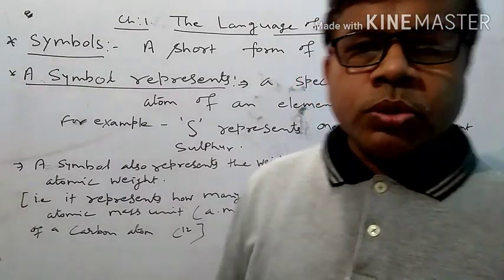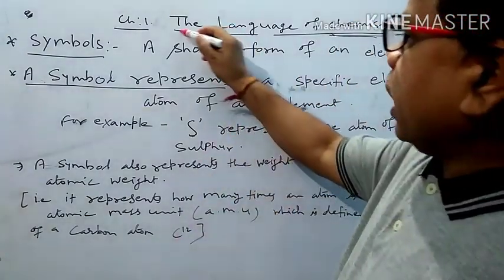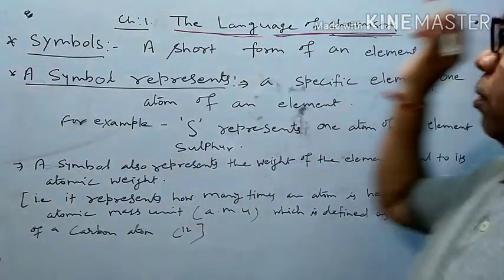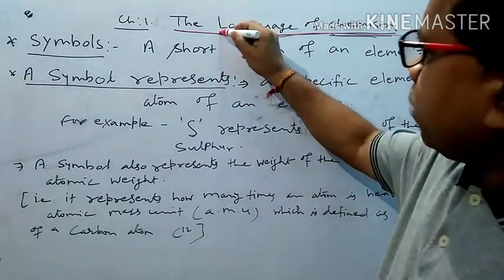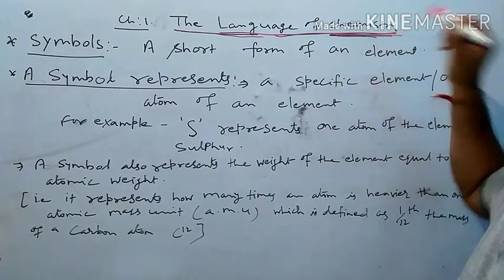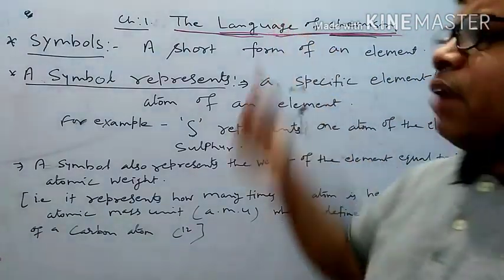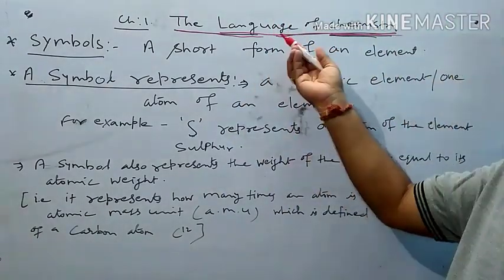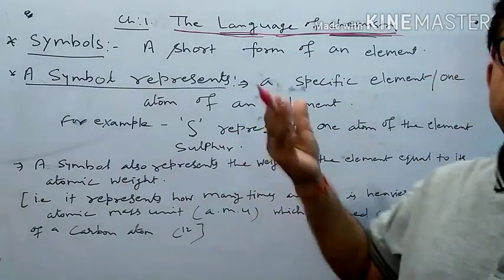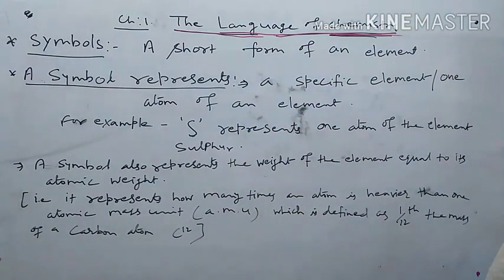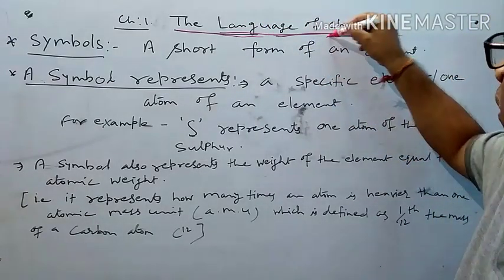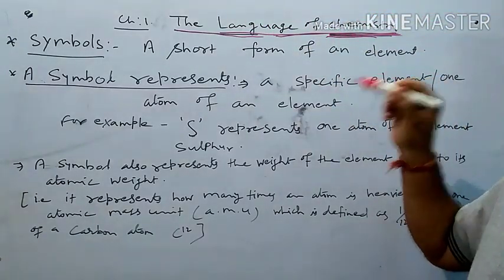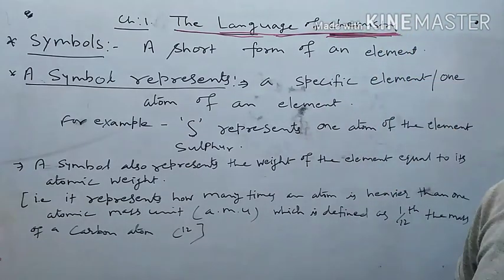Hello students, today we are going to discuss the language of chemistry. In this case, there are two main words: language and chemistry. What is language? Language is a communication skill. And if it is the communication skill in chemistry, that is called the language of chemistry.